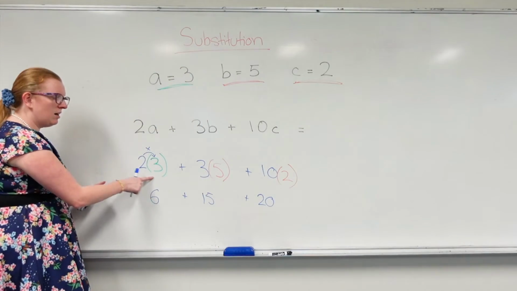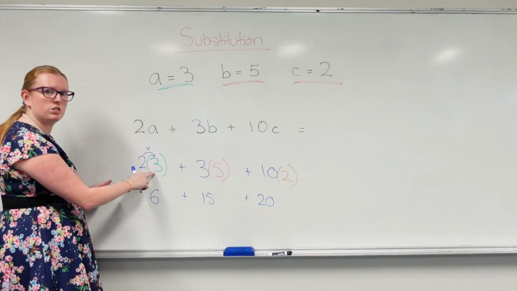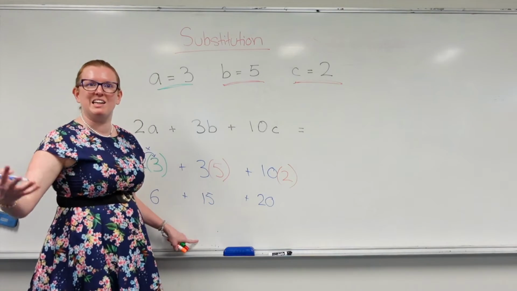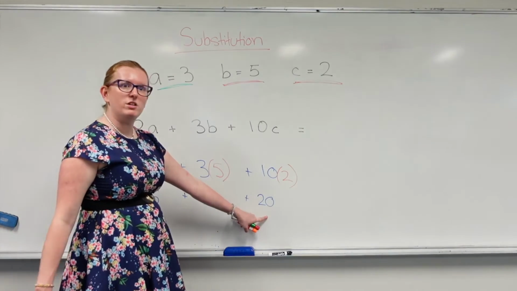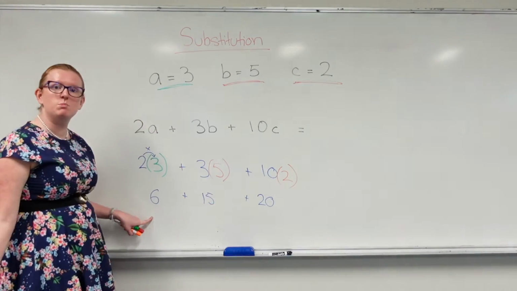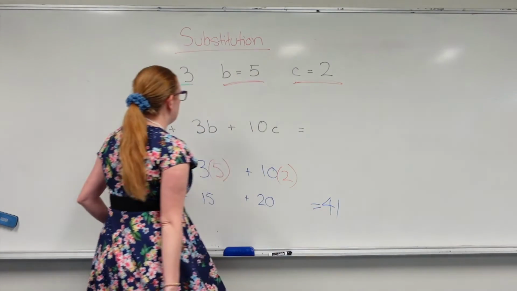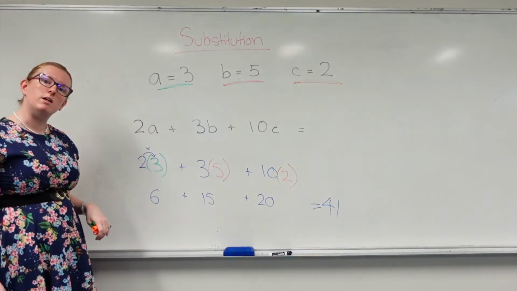So anytime you've got brackets, it means multiplication. If you've got a number smooshed up against some brackets. Cool. And now I've just got addition. I can add these, easy. So 15 plus 20 gives me 35, plus another 6 gives me 41. So the answer to this question, when I'm subbing in these numbers, the answer becomes 41.